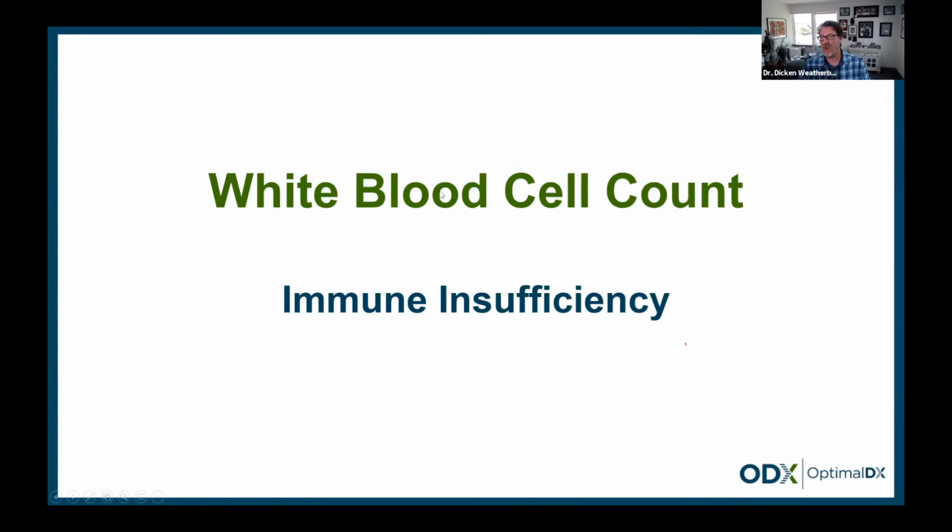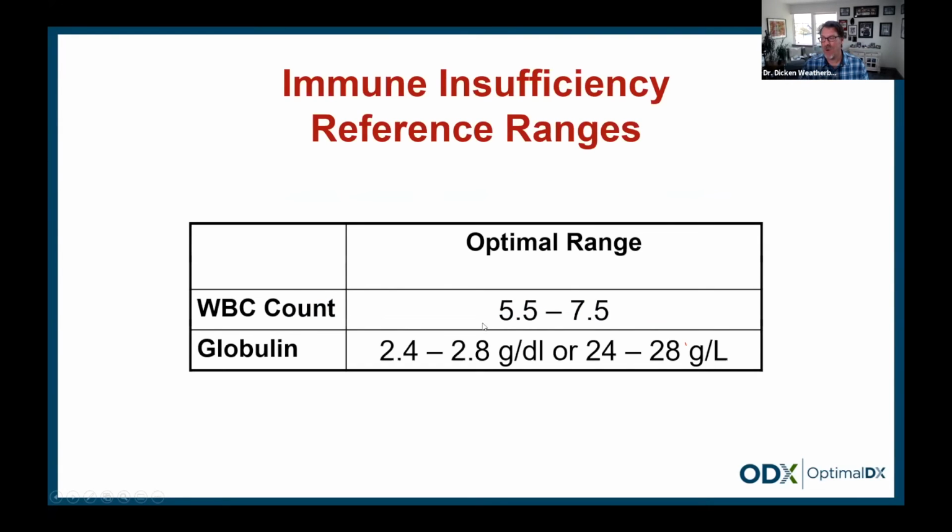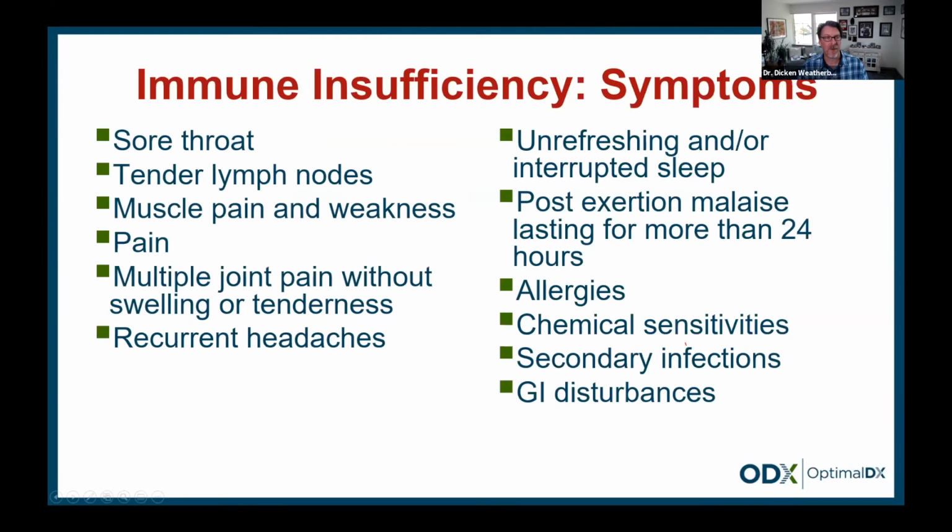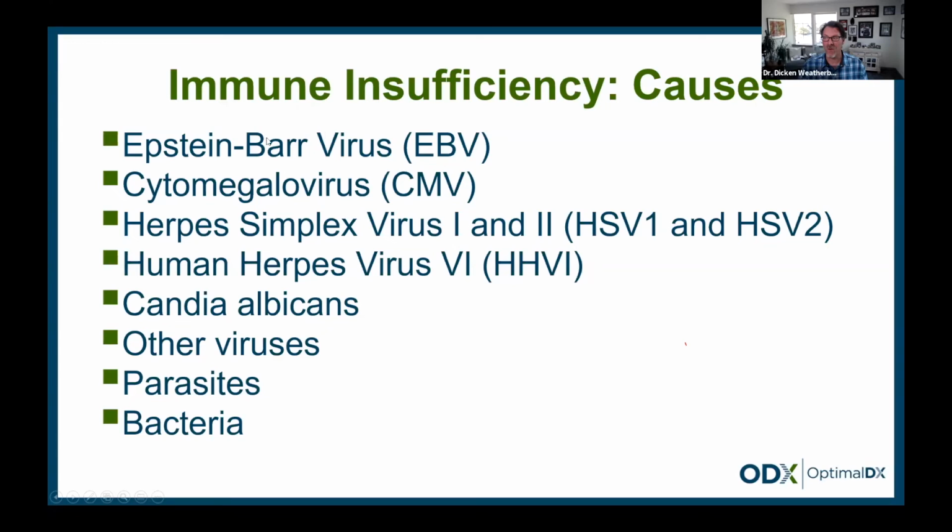This is the role that white blood cell count plays in the assessment of what we call immune insufficiency. I like to see white blood cell count between 5.5 and 7.5, globulins between 2.5 and 2.8. Those are the two biomarkers that we're going to take a look at. Sudden onset of symptoms. These are some of the symptoms that are associated with immune insufficiency. Some of the most common ones would be tender lymph nodes, muscle pain and weakness, multiple joint pain with swelling or tenderness, recurrent headaches.